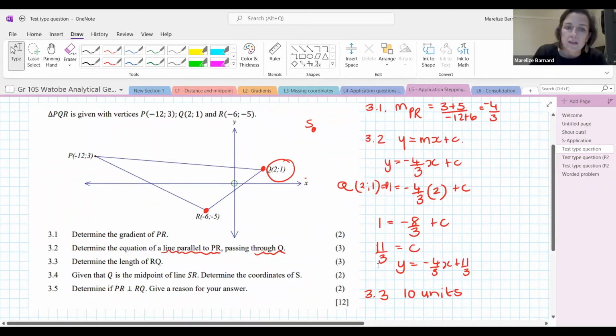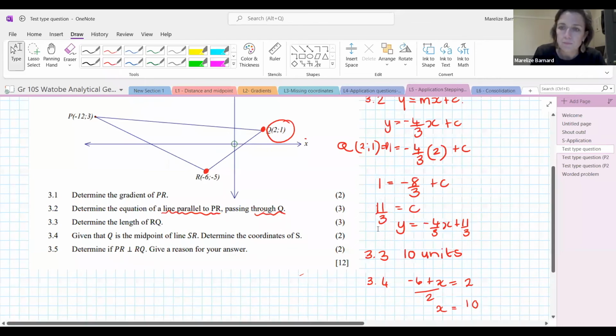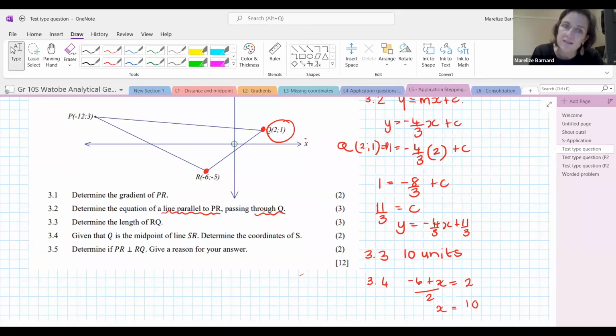So the x coordinate at R is -6 plus that x coordinate at S that we need to solve for, divided by 2, that's going to give me 2 because Q is the midpoint. And then when you solve for that, you get x is 10. Okay, so I see some of you said 2 and added it to -6 and then divided by 2. That's not quite right.